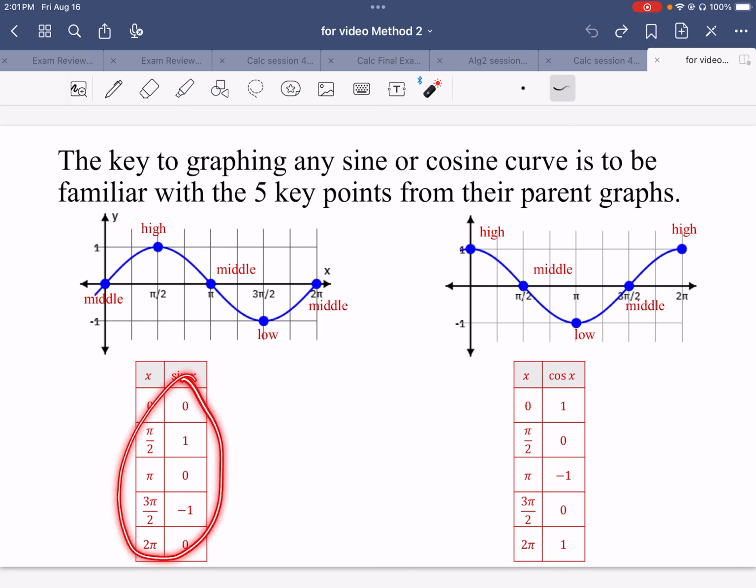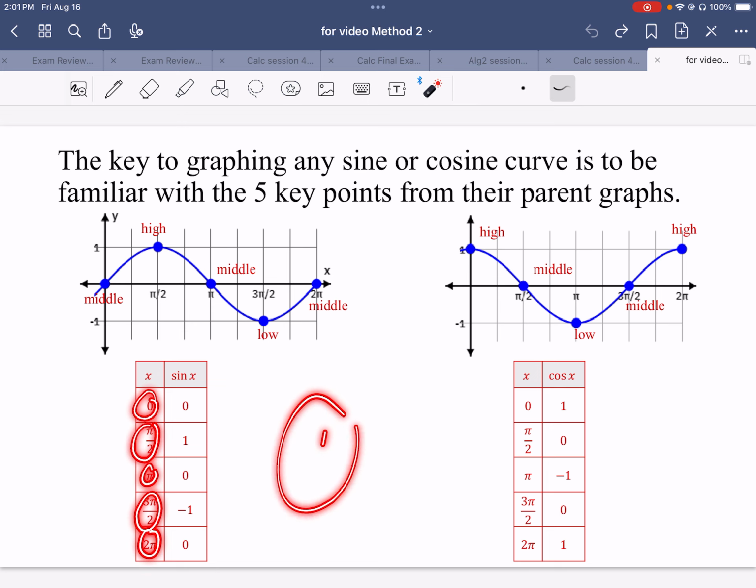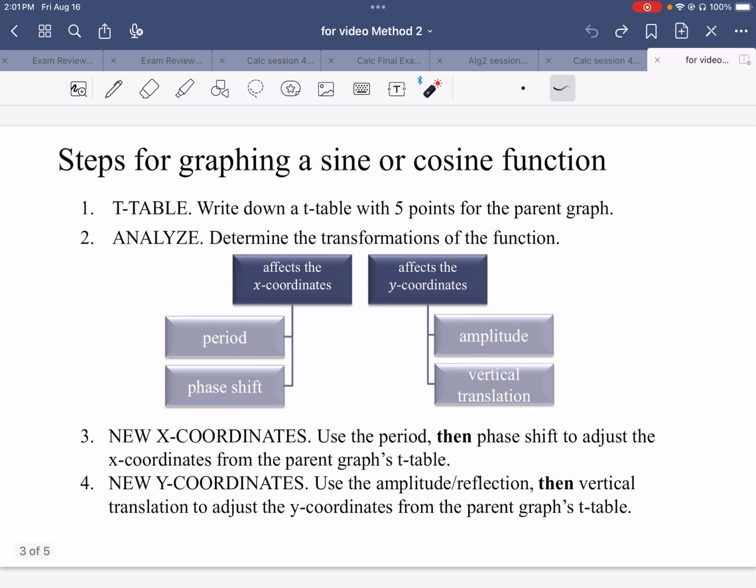And these 5 key points the students should be familiar with. So they should be able to do the x's at 0, pi over 2, pi, 3 pi over 2, and 2 pi. And of course, they do relate to the unit circle. So as long as they're pretty comfortable with the unit circle, then they should be comfortable with getting these x coordinates as well. Okay.